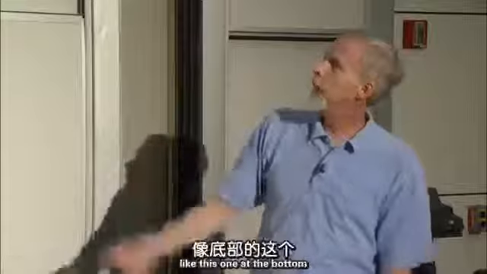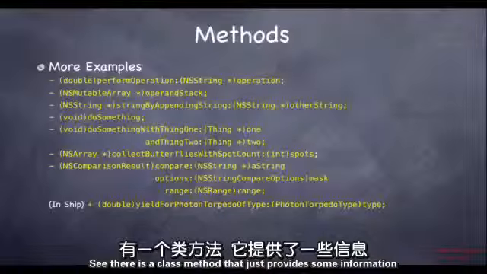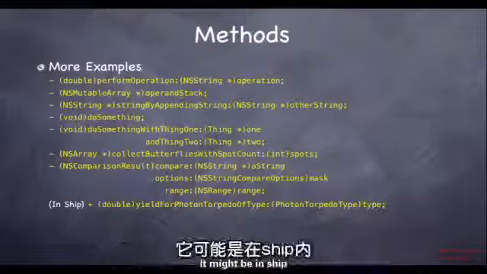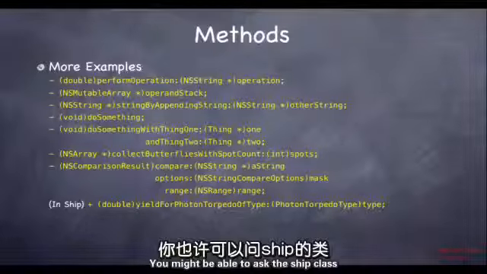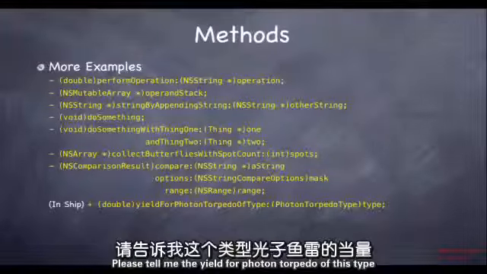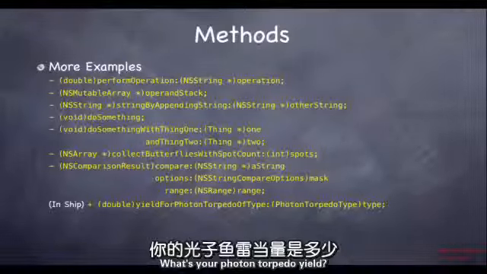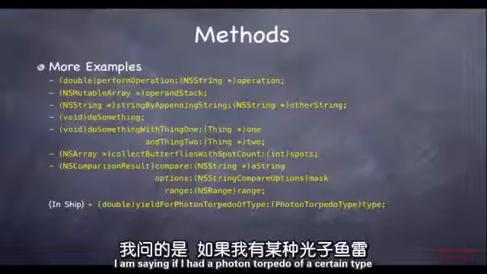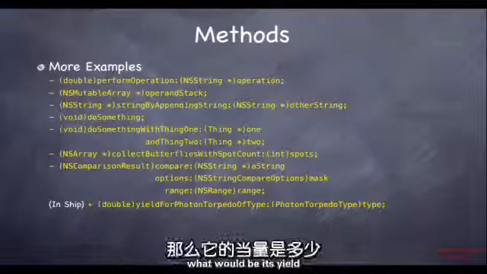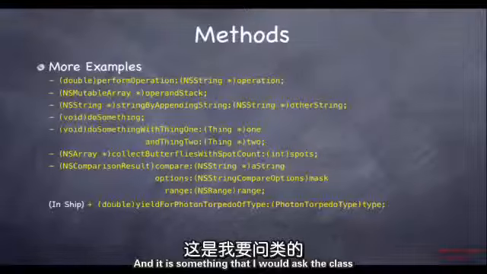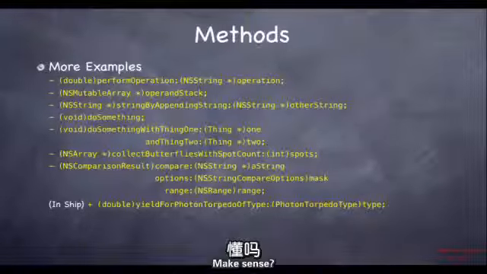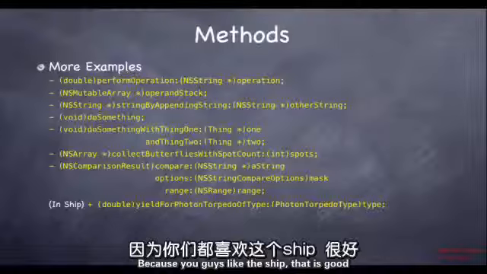Here's some examples, like this one at the bottom. There's a class method that just provides some information. It might be in ship. You might be able to ask the ship class, please tell me the yield for a photon torpedo of this type. I'm not asking a particular instance of a ship, what's your photon torpedo yield? I'm saying, if I had a photon torpedo of a certain type, what would be its yield? It's something I would ask the class. Make sense?